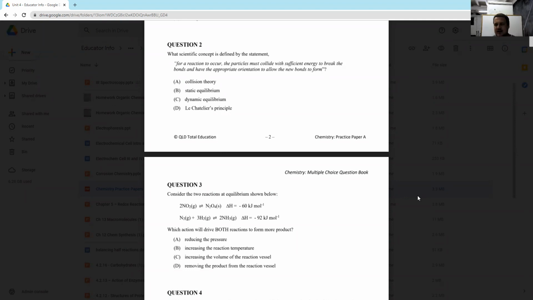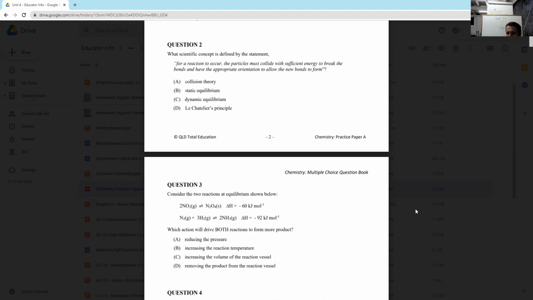So remember that pressure is directly related to volume and number of moles of gas. So what will happen in both of these reactions is if we reduce the pressure, the equilibrium will favor the side, the reactants or the products, that has the most number of gas molecules. In both of these, that is the reactants. So if we reduce the pressure, we will drive the reaction towards the reactant, which is not what we want. We're trying to produce things here.